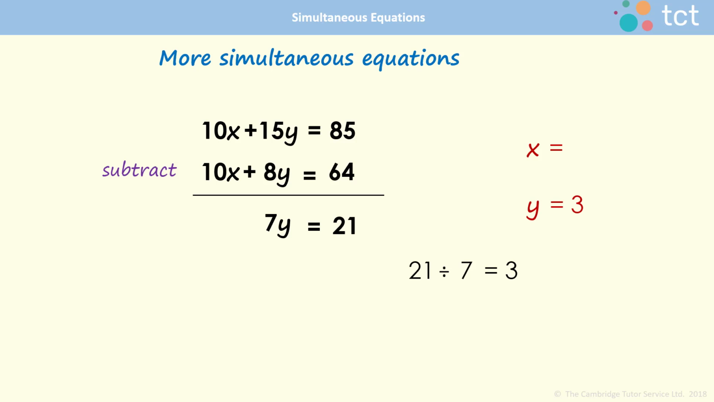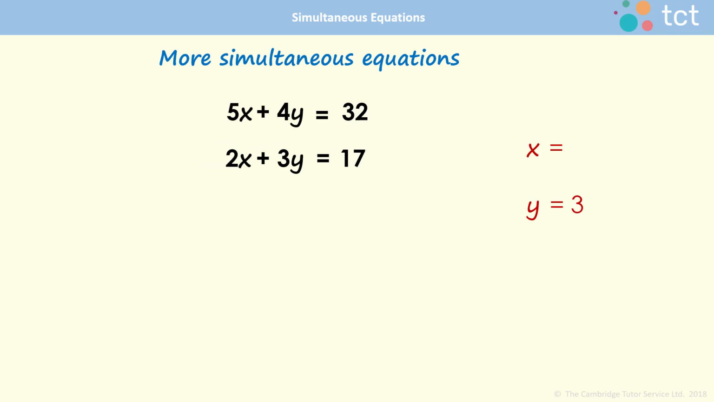Now we can substitute that 3 into one of the equations to help us work out what x is. So going back to the original equations, I always go for the one with the smallest numbers, just makes it easier. So for 2x plus 3y equals 17, that's 2x, and if y equals 3, then 3 lots of 3, that's 9. So it's 2x plus 9, and that equals 17.